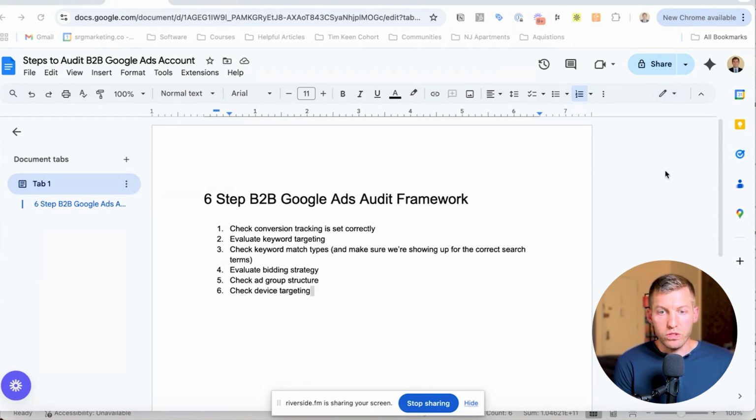Let's jump in. So in this audit, we're going to review 6 key steps to the audit checklist. And here's what we're going to really look at. So the first thing is checking if our conversion tracking is set up correctly. If we don't have the conversion tracking set up correctly, we're not going to have the right data to understand what keywords are actually driving the right conversions and making data-driven optimizations correctly.